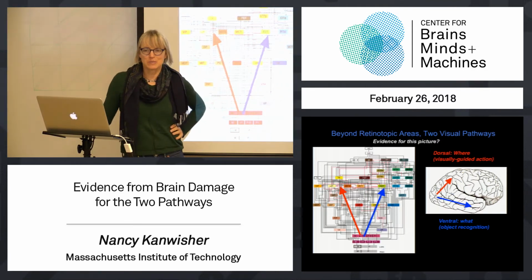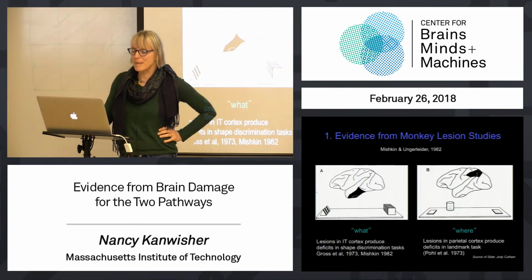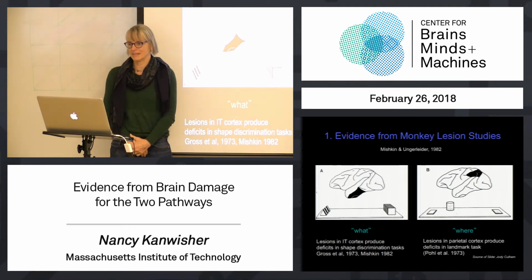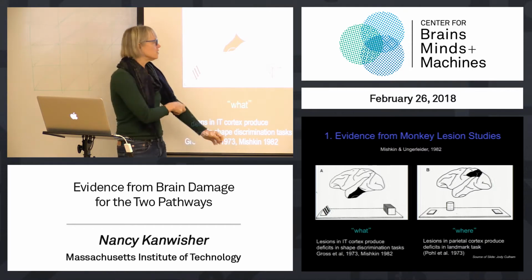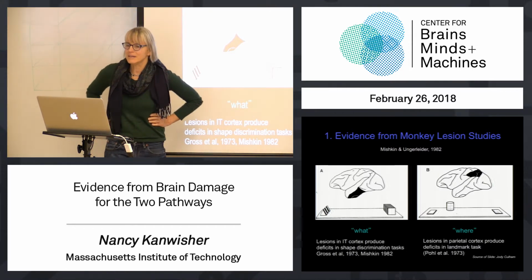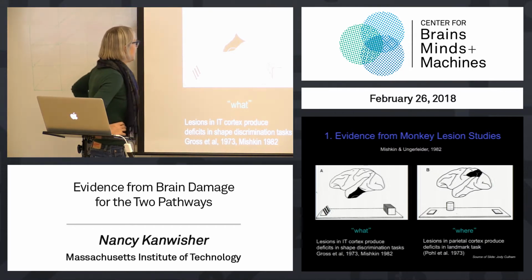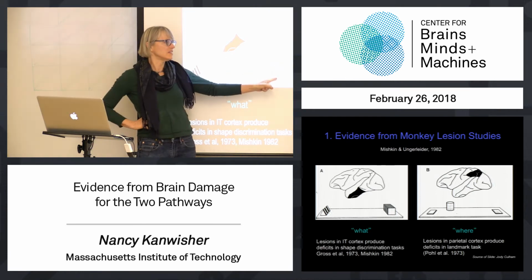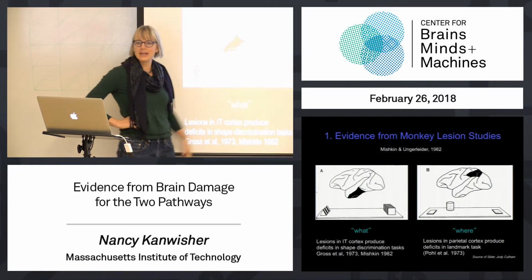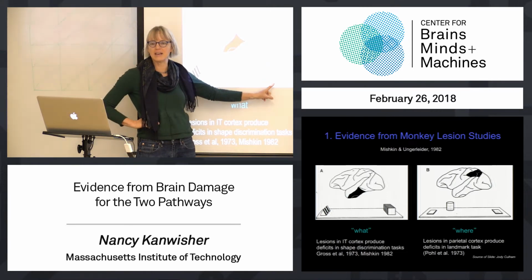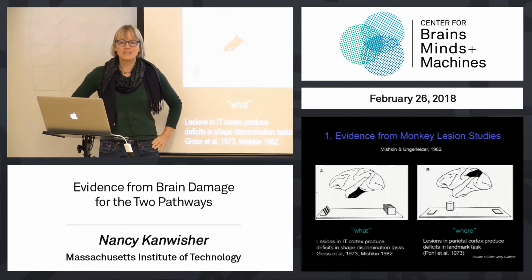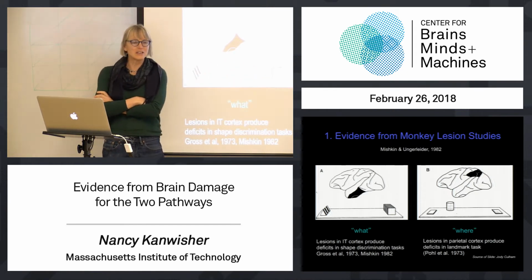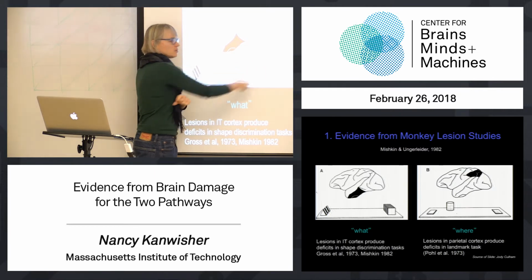And what's the evidence for this picture? Well, it starts way back in the 70s with lesion experiments in monkeys. The basic finding goes like this. You train a monkey to do a very simple task. In this case, you hide food under one or the other of these objects, and the monkey learns over training that the food is hidden under, say, that object. On successive trials, you may switch the position of these objects, and the monkey learns that wherever it is, that's where the food is.